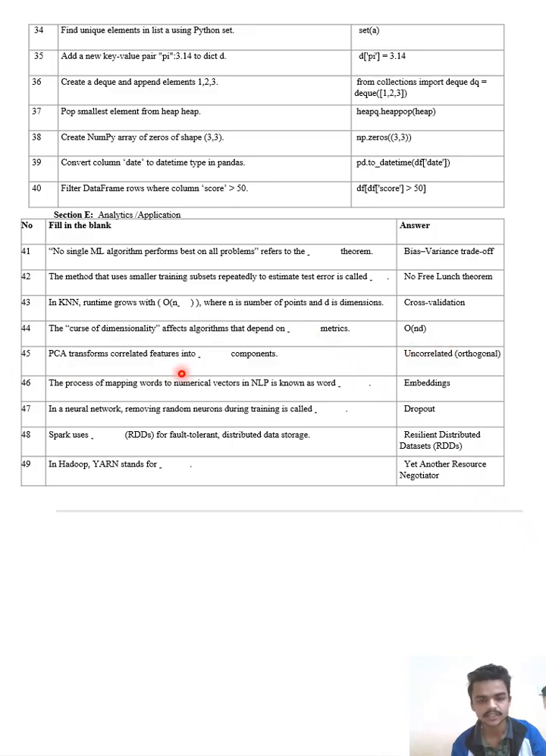In 44, the curse of dimensionality affects the algorithm that depends on dash matrices, big O of nd. PCA transforms correlated features into dash components, uncorrelated. 46. The process of mapping words to numerical vectors in NLP is known as word embeddings. 47. In a neural network, removing random neurons during training is called dropout. 48. Spark uses dash RDDs for fault tolerant distributed data storage: resilient distributed datasets, RDDs. 49. In Hadoop, YARN stands for yet another resource negotiator.